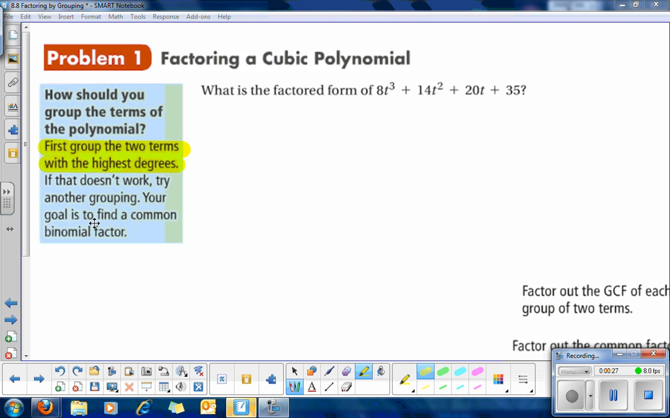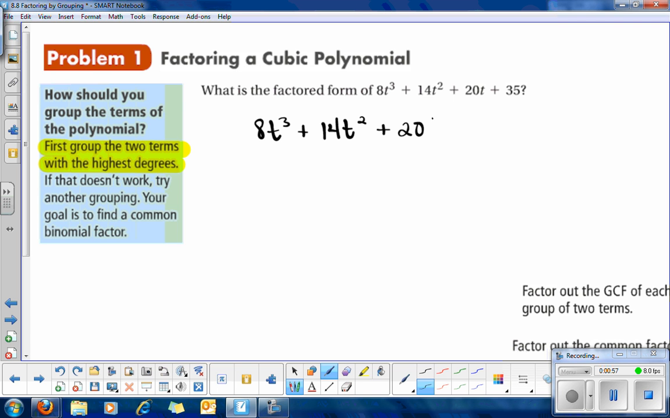If that doesn't work, and you start factoring and showing your work, and you find out that you end up not having a common binomial factor, then you have to try something else. But first, we're going to group the terms with the highest degrees. So let's take a look at 8t cubed plus 14t squared plus 20t plus 35. Okay? So let's group these first two, and then let's group our second two.